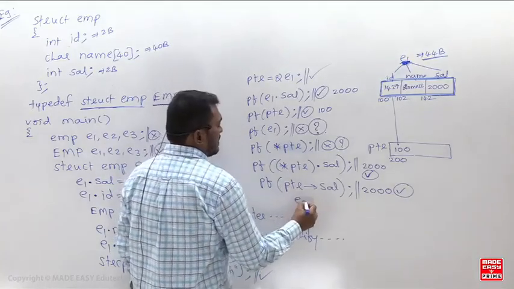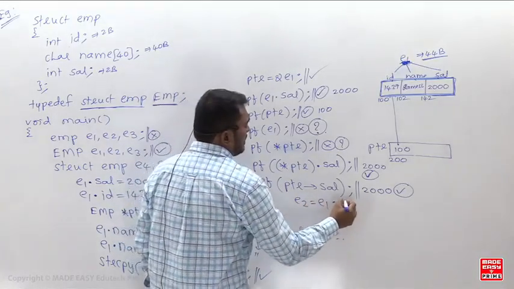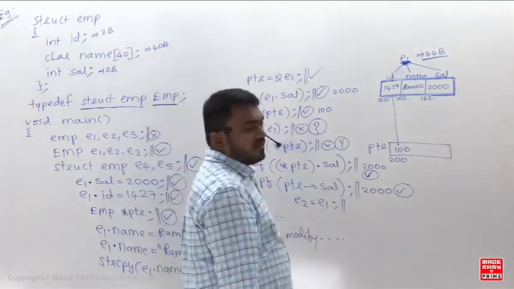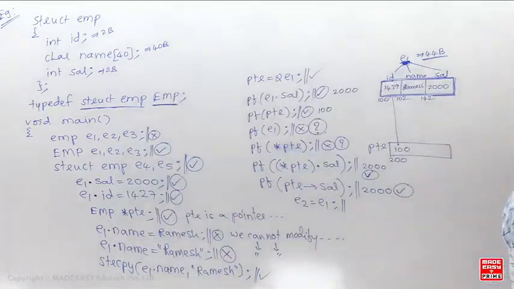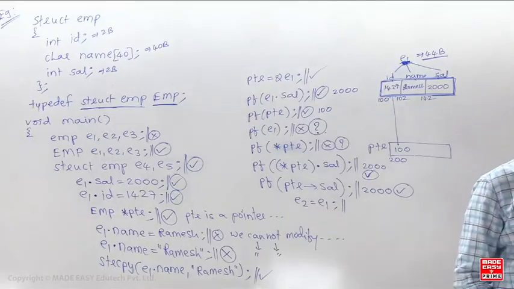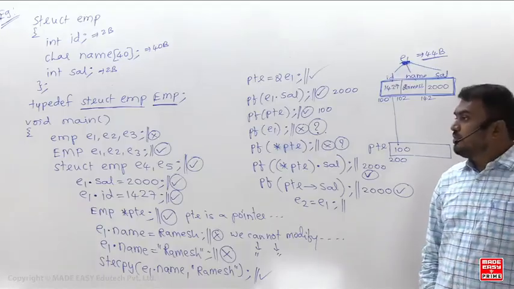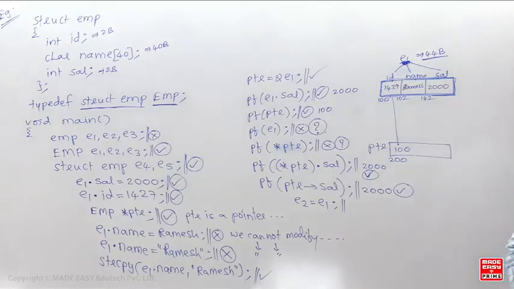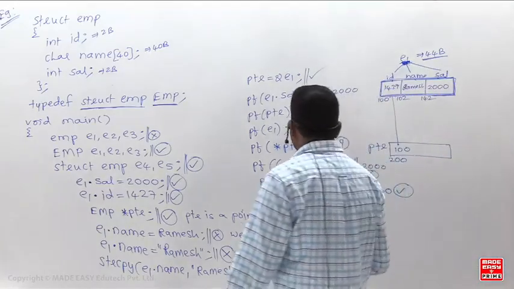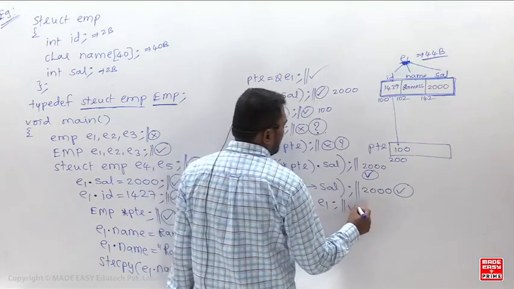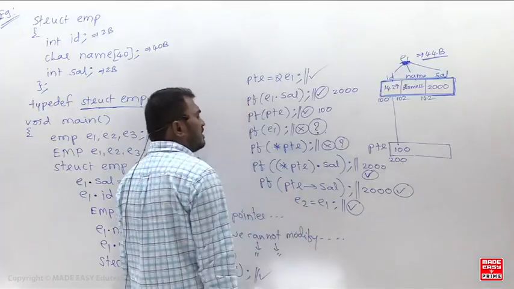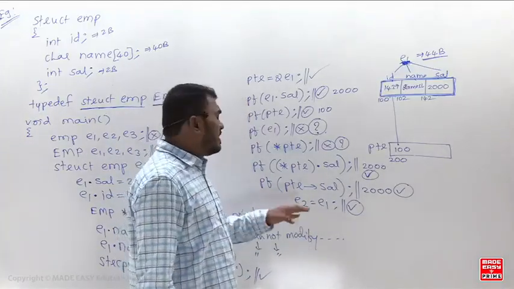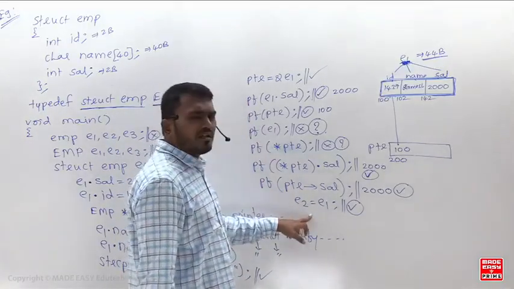So next, if I write E2 equal to E1, is it allowed or not allowed? Very good. Pointer variable to member variable. Excellent. So clarity should be there. So E2 equal to E1, is that allowed or not allowed? Remember, that is allowed. It will not give any error. It will copy all the contents. E1's contents will be copied into E2. So E2 equal to E1 is allowed.